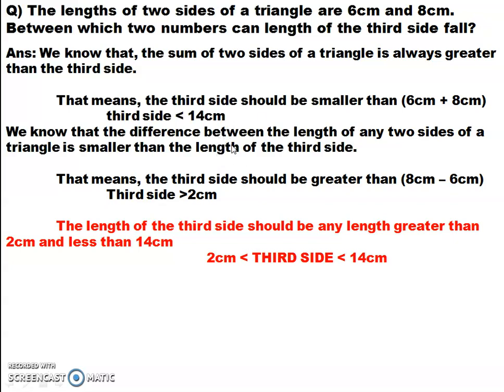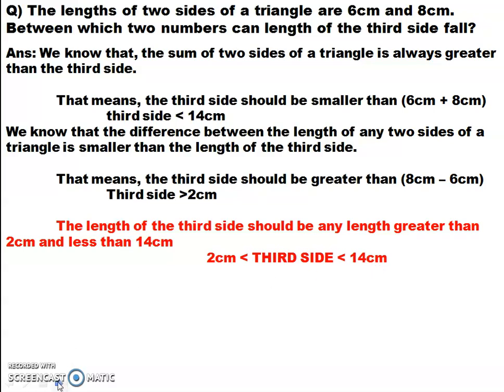Now, from this difference property, what did you learn? The third side should be greater than 8 minus 6. So, third side should be greater than 2 centimeter. So, the upper limit is 14 centimeter, lower limit is 2 centimeter. So, what is the final answer? The length of the third side should be any length, any number greater than 2 and lesser than 14.